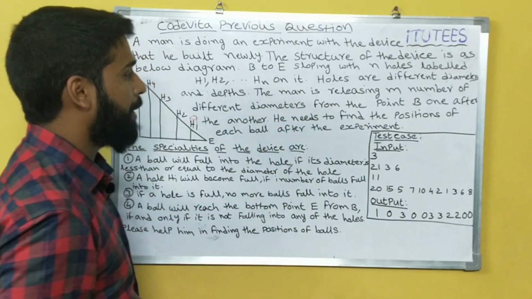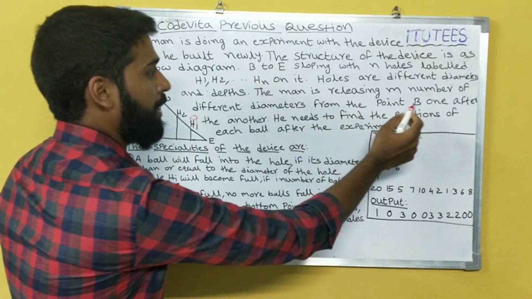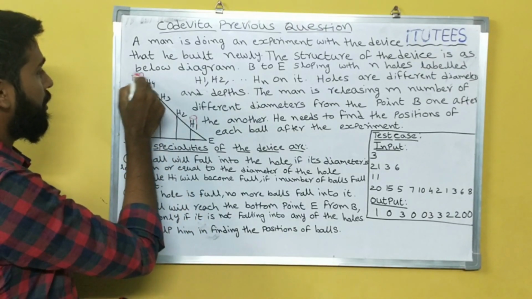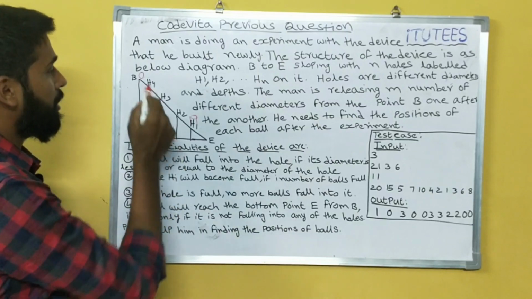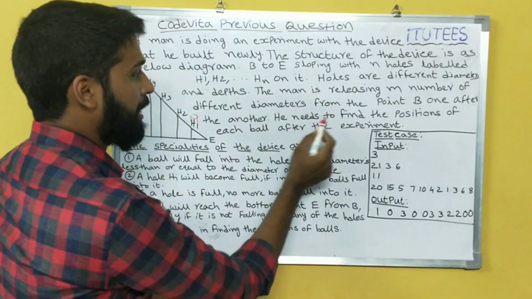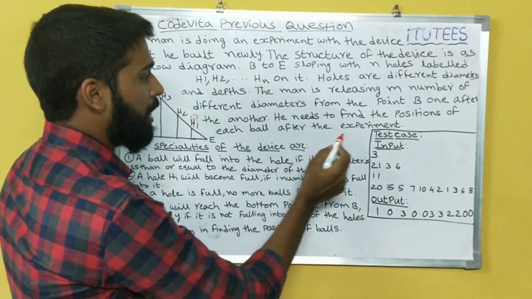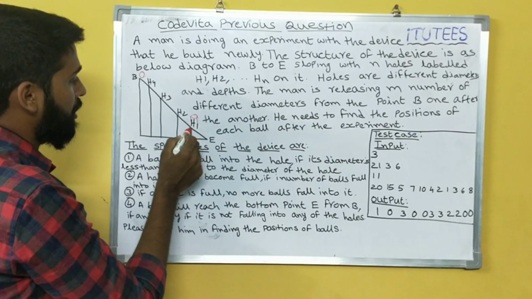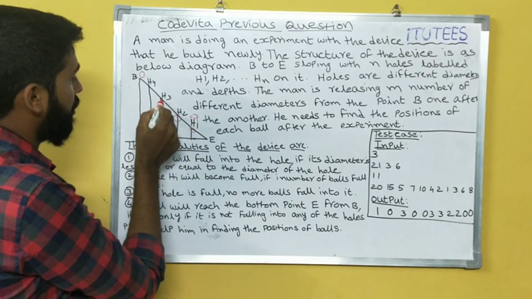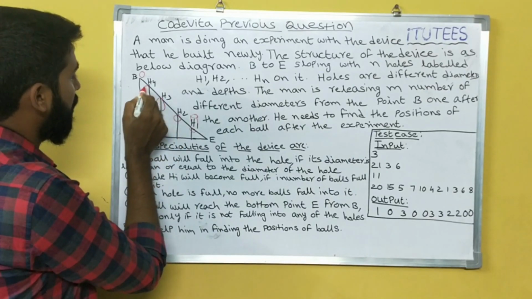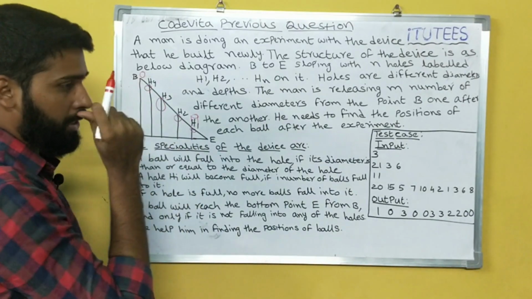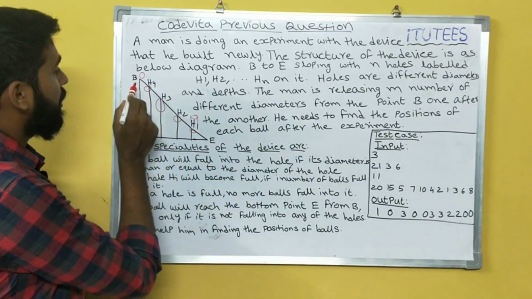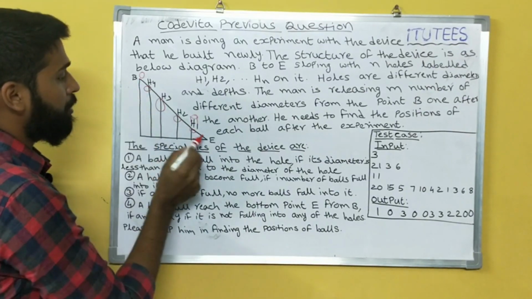The man is releasing m balls of different diameters from the point B one after another. That means from this place the man is dropping the balls. So each ball has a different diameter. He needs to find the position of each ball after the experiment. So for example, say H1 is one hole, H2 is another hole, H3 is another hole, and this is the H4. All these have different diameters and different depths. Now the man is releasing the balls from point B to point E.